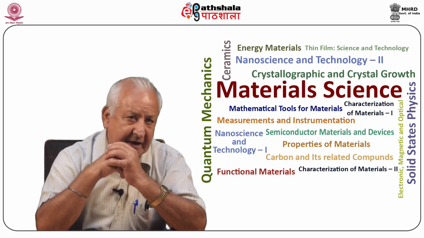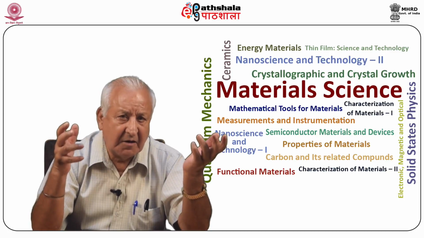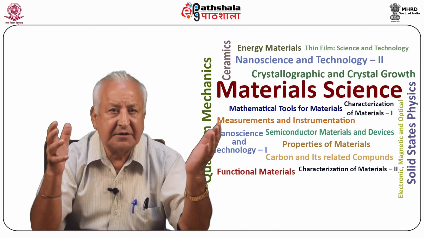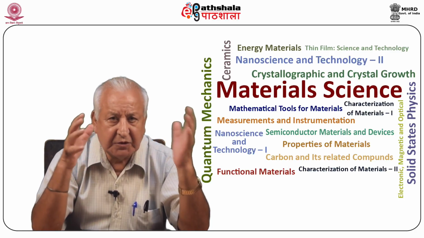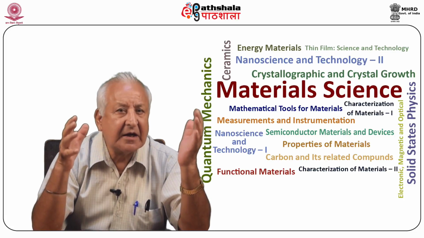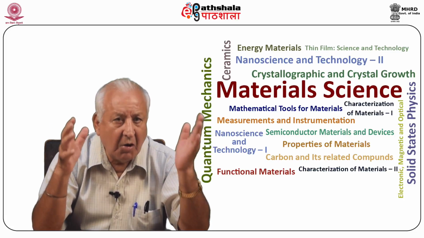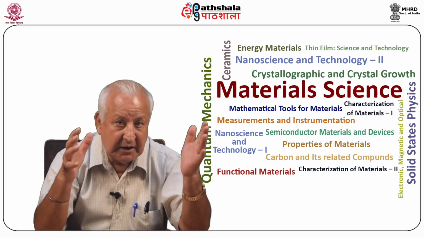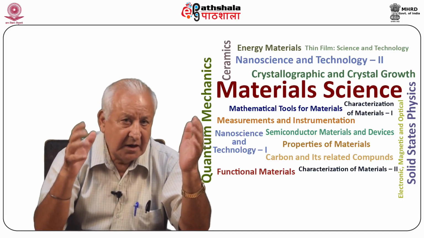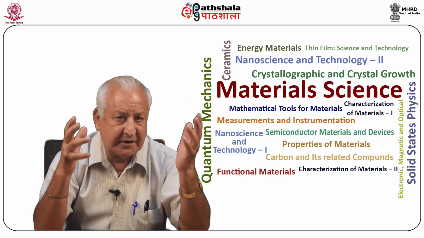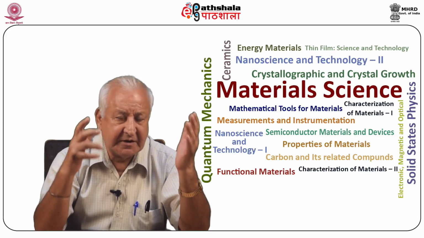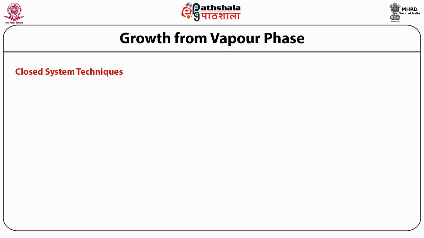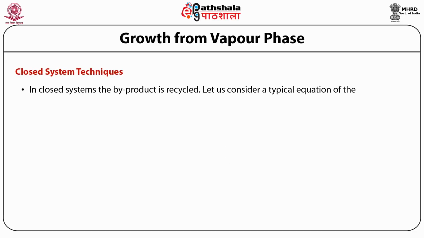Now, growth from the vapor phase. There are methods of growth in which the materials from which the crystals have to be grown are transported to the growth zone as volatile compounds which react or decompose to give the material and a byproduct. The methods involved fall in two categories, namely closed system techniques and open system methods. In closed systems, the byproduct is recycled.